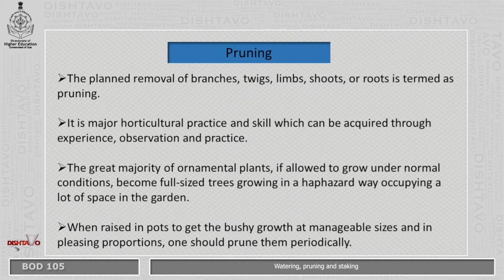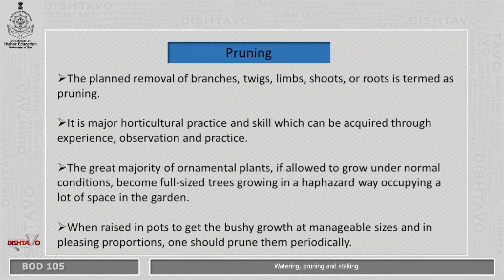Pruning. The planned removal of branches, twigs, limbs, shoots or roots is termed as pruning. It is a major horticultural practice and skill which can be acquired through experience, observation and practice. The great majority of ornamental plants, if allowed to grow under normal conditions, become full-sized trees growing in a haphazard way, occupying a lot of space in the garden.